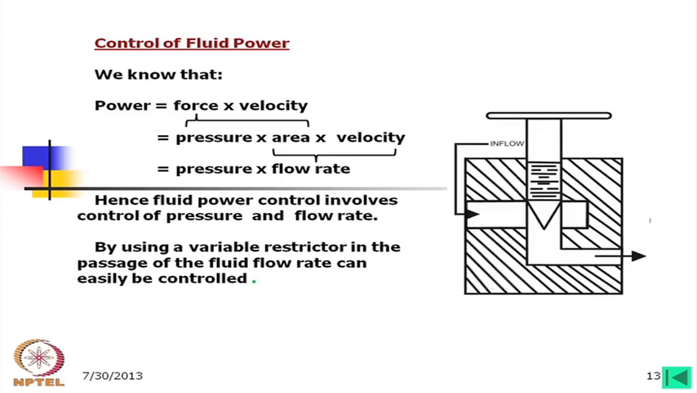Now, this is a valve which is shown. This is a very schematic view, but what I find, the flow is going in and there is something like a screw which is restricting this path. By doing so, we can control the flow as well as pressure.